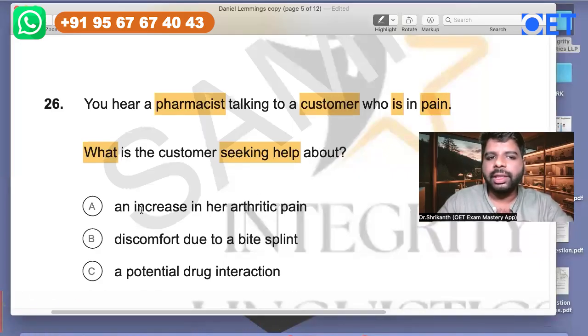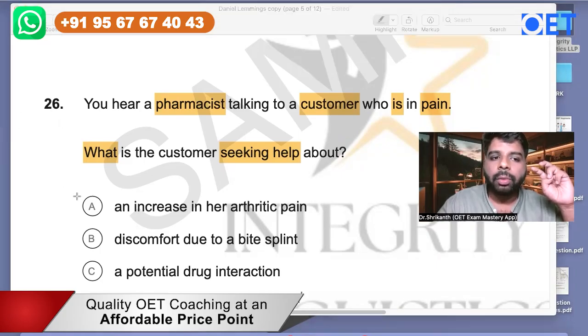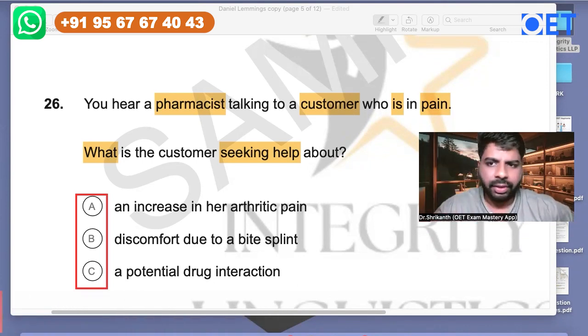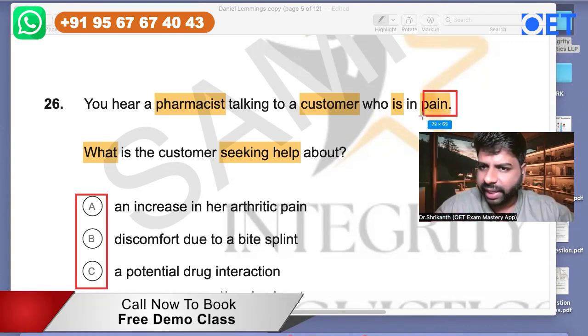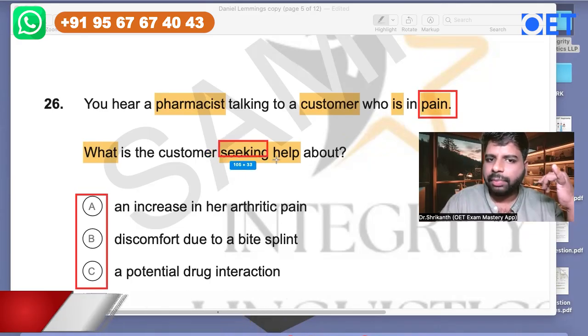So answer options A, B, and C are not solutions. They are all problems. You have to find out what problem the patient is having. Here we know that the patient is in pain. That is one part of the problem, and she is seeking help from the pharmacist.